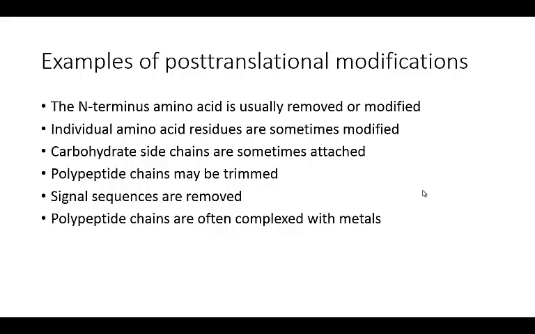Some other examples: the N-terminus amino acid, a lot of times, is removed or modified. Remember that the start one is methionine, so it's not always included in that final protein product. Sometimes individual amino acid residues are modified. Things like phosphate groups can be added to some of them. Carbohydrate side chains can sometimes be attached. Polypeptide chains may be trimmed. You can add or remove signal sequences so that it knows to be targeted to different areas of the cell. And then finally, sometimes these polypeptide chains can be complexed with different metals, and this can affect their function as well.